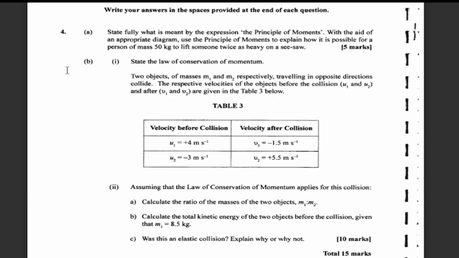In this video, we'll be doing another past paper question. This will be question number 4 from the Unit 1 Physics Paper 2. Let's get right into it.